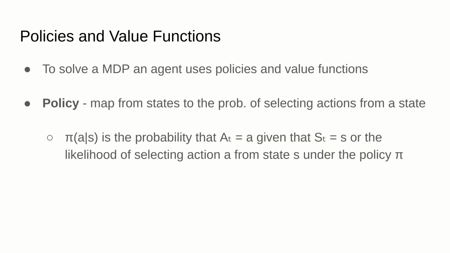To solve an MDP, an agent uses policies and value functions. A policy is a map from states to the probability of selecting actions from each state. Pi(a|s) is the probability that A_t equals a, given that S_t equals s is the current state, or the likelihood of selecting action a from state s under the policy pi.